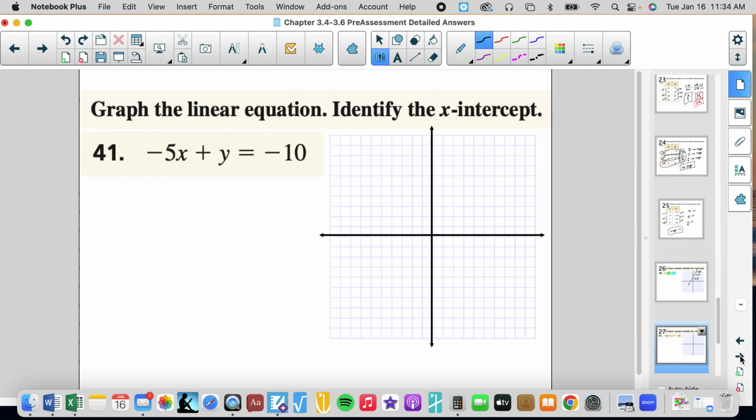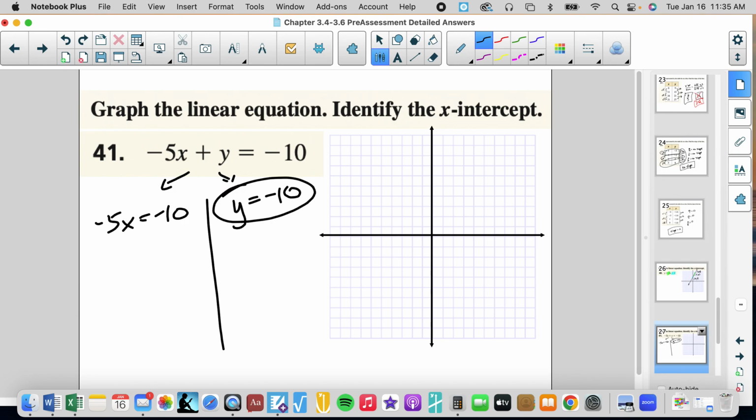Now this is in standard form, so I'm going to find x and y intercepts. If it's not in slope-intercept form, then don't use slope-intercept form. Use standard form using the intercepts. Use whatever they give it to you. If it's in standard form, find the intercepts. If it's in slope-intercept form, use the slope and the y-intercept. X-intercept is 2, y-intercept is -10.